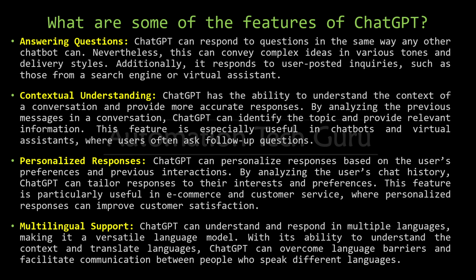Multilanguage or multilingual support. ChatGPT can understand and respond in multiple languages, making it a versatile language model with its ability to understand the context and translate language. ChatGPT can overcome language barriers and facilitate communication between people who speak different languages.